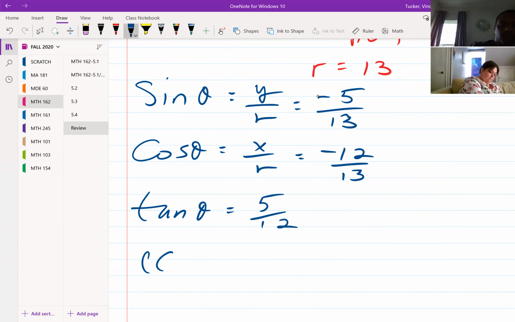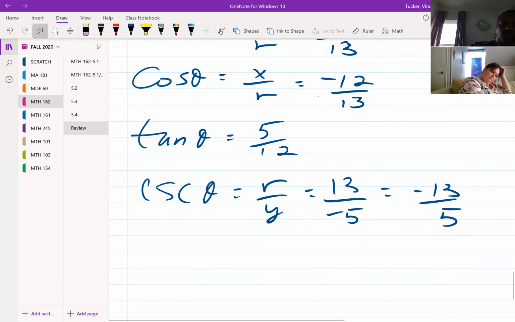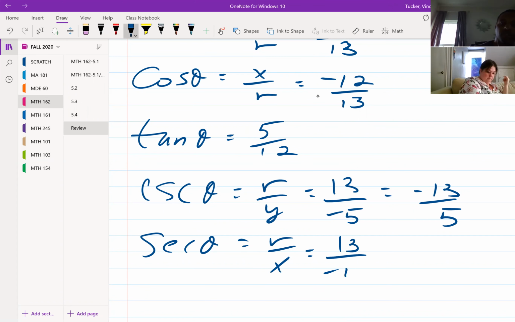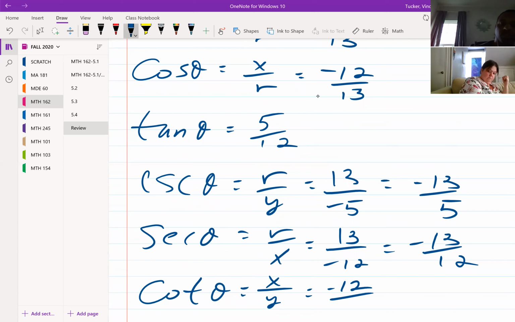Okay, cosecant is r over y. Secant is r over x. Then cotangent is x over y. Yep.